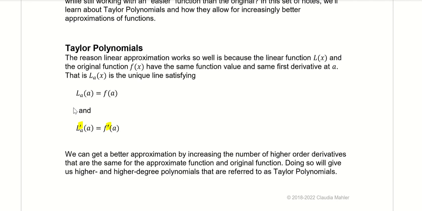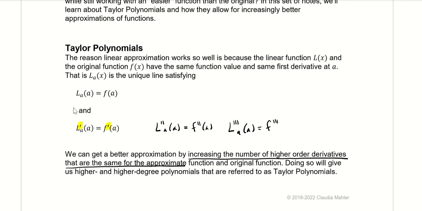So how do we increase the accuracy of our approximation? Well, the way we do that is by increasing the number of higher order derivatives that are the same. So here the first derivatives are the same, but what if we found another function where not only the first derivatives were the same, but the second derivatives were the same?